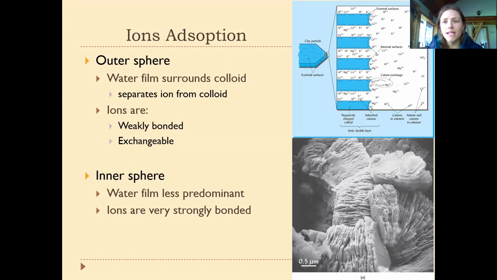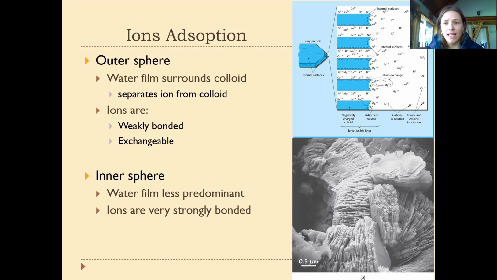So they are being still pulled into the charge from the soil colloids, but they're going to be more available to move around, to exchange, and then be available for plants in this kind of soil water solution outside the soil colloid. Whereas on the inner sphere, the water film is not as predominant. It's not as like completely coating the internal surfaces. And so the ions are more strongly bonded.